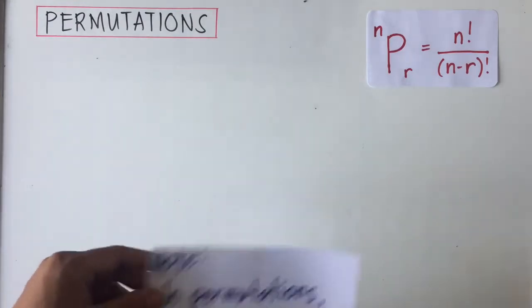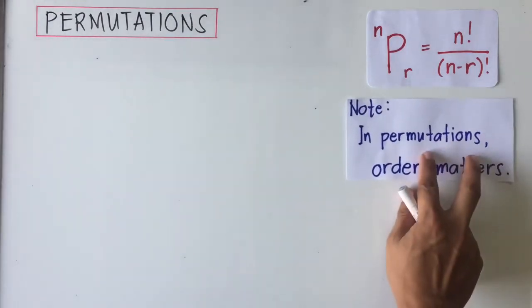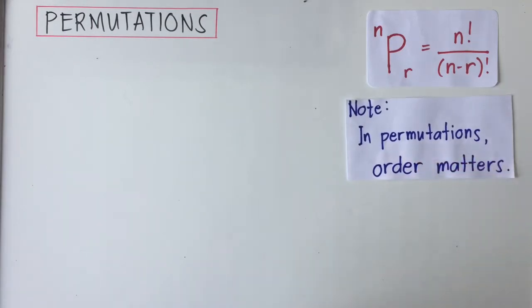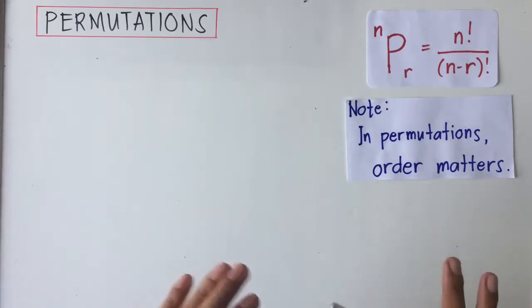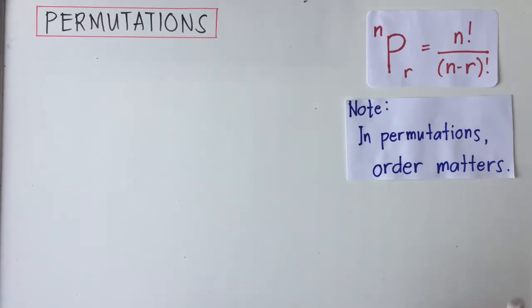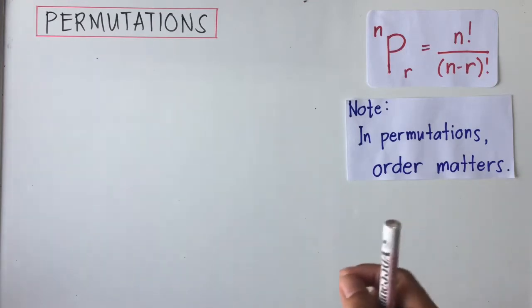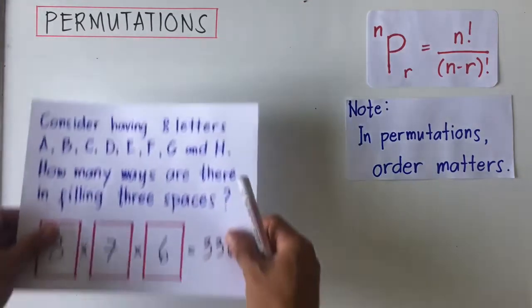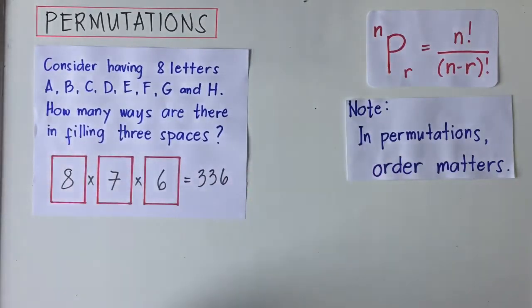But one thing that you need to consider about permutations is that you should know if order matters or not. Because if order doesn't matter in a certain problem, then it's not about permutations. It's all about another topic in this chapter, which is combinations. So in permutation, order always matters.